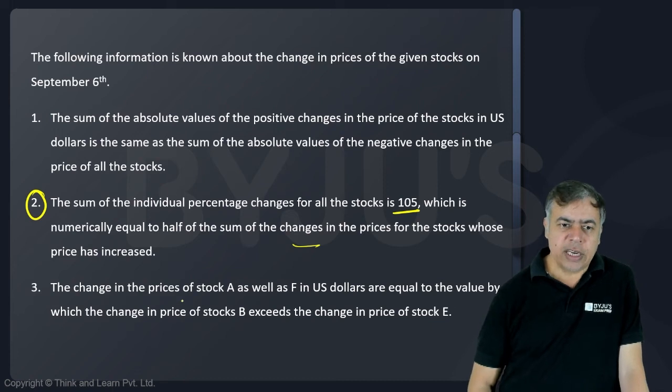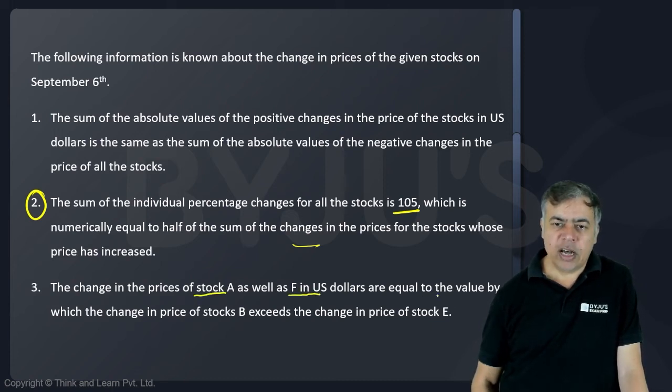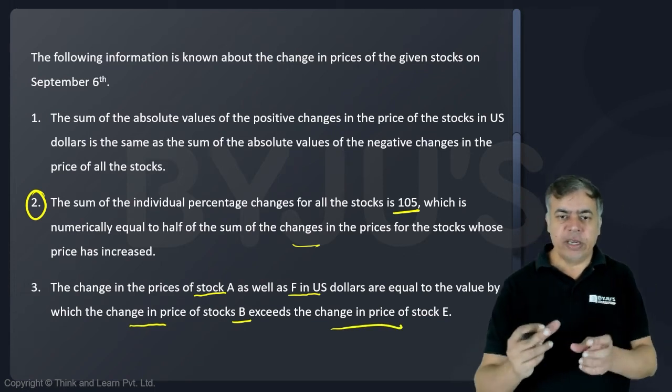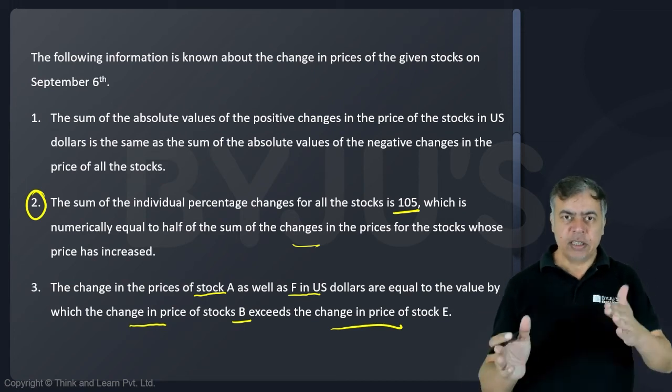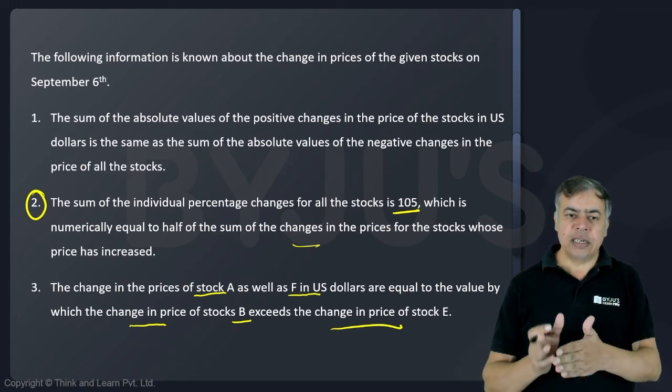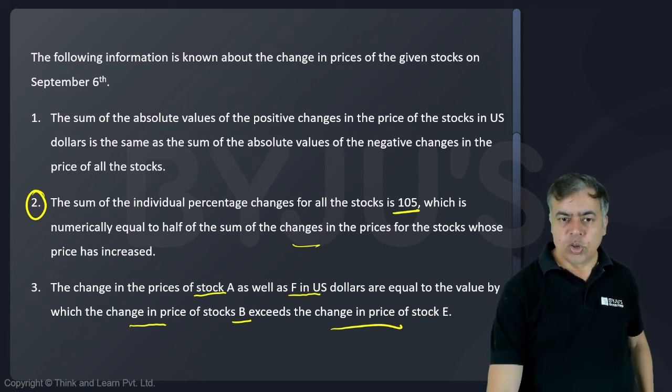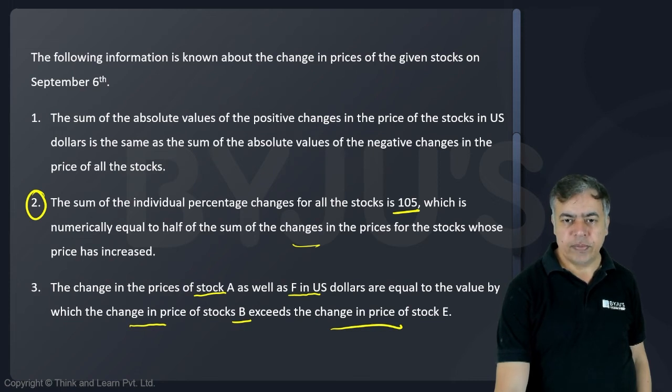Let's say the change in the price of stock A as well as F in US dollars are equal to the value by which the change in price of stock B exceeds E. Okay, so the change in B, right, and the change in E, whatever is the difference, that is the change in A and F. Okay, so B and E, whatever is the difference, that is A and F. Okay, so let's see, B and E.